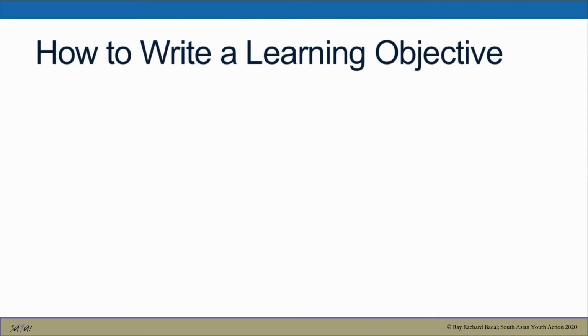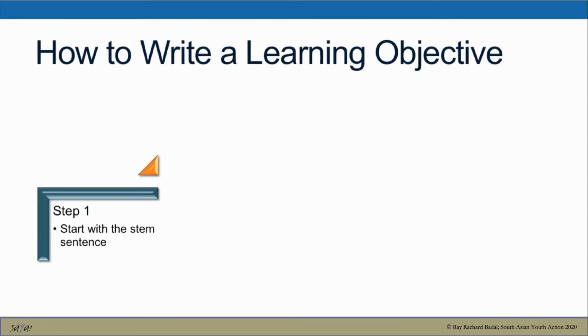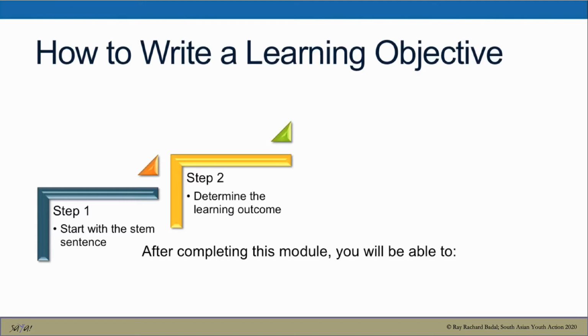And now that we understand Bloom's taxonomy, let's use what we've learned to construct a measurable learning objective. First, you should start with a STEM sentence. All learning objectives contain a STEM sentence. They are most often written as the STEM sentence with a bulleted list of objectives that follow. For your course modules, you may want to use the STEM: After completing this module, you will be able to.